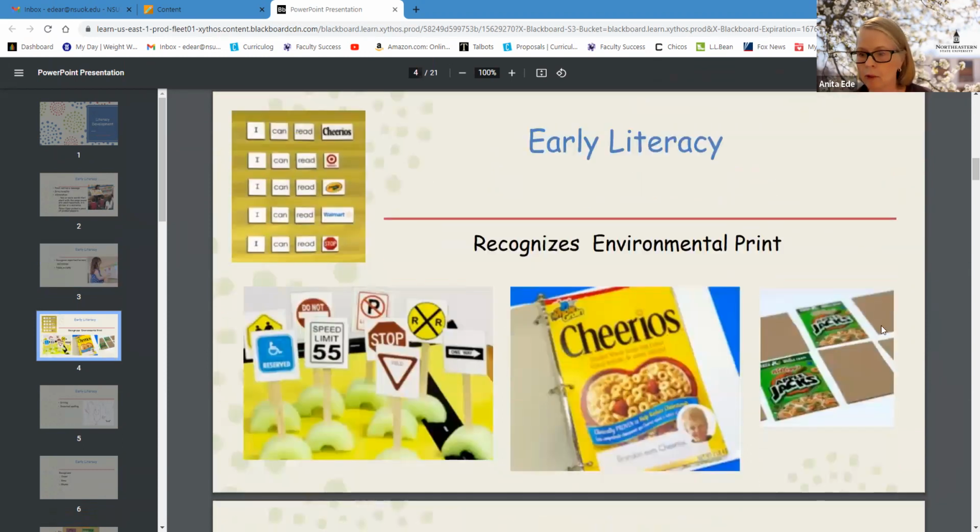So when we talk about early literacy, I used to make books with cereal box fronts, just cut them out, put a hole punch through them, and I used to just tie them together with yarn. But that's a great way to get environmental print, and children recognize words like Cocoa Puffs, Cheerios, Trix, things they eat all the time. Environmental print is a great way to foster early literacy.